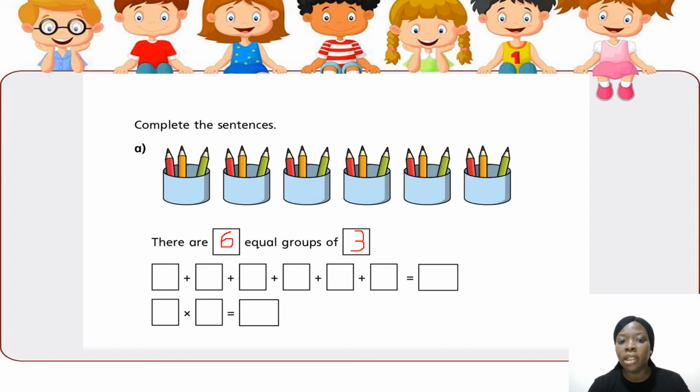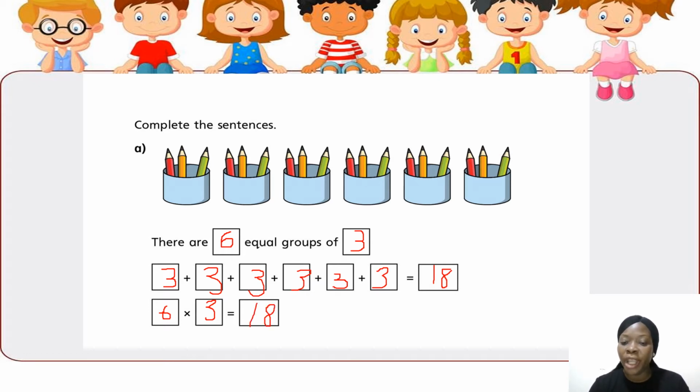So 3 plus 3 plus 3 plus 3 plus 3 plus 3 will give us the total number of the pencils we have in all the cups. So we have 3 plus 3 plus 3 plus 3 plus 3 plus 3, and if we know our addition very well, that gives us 18. So what would be our multiplication sentence from these addition facts? We're going to have 6 times 3, or 6 multiply 3, and 6 times 3 is 18.